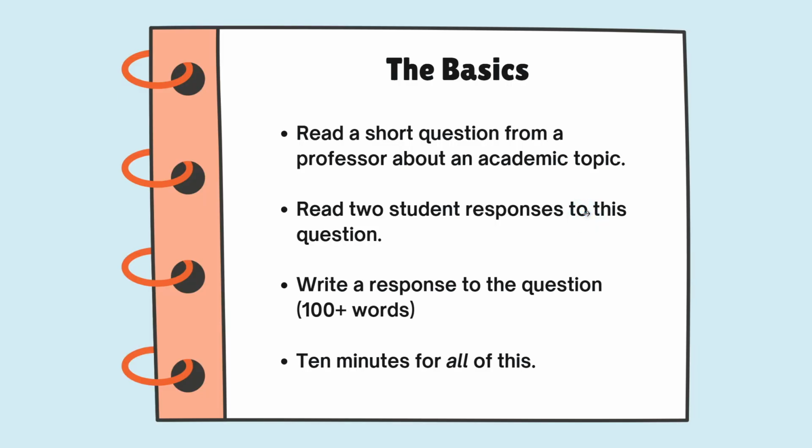So first up, the basics. This is the second question in the TOEFL writing section, and this is how it goes. First, you're going to read a short question from a professor about an academic topic. The question looks like it was posted on a message board that's going along with a university class. After that, you're going to read two student responses to this question. And then you're going to write a response to the question, and it should be a bit more than 100 words. You have 10 minutes to do all of this.